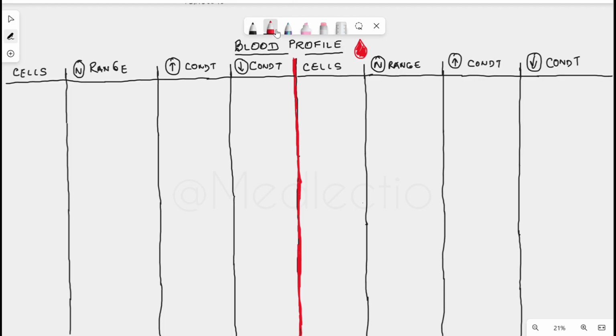Let's come to the blood profile, which is a very important chart for the exams. Just remember the normal range and the increased condition and the decreased condition. So first one is RBC. Range is 4.5 to 6.6 million per microliter, for male. For female it is 1 less, so 3.5 to 5.